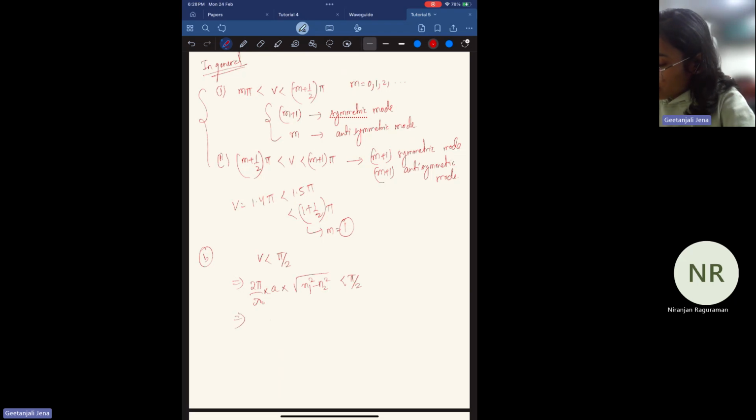So that means 2a, which is the film thickness, the waveguide thickness, should be less than lambda 0 by 2 root over n1 square minus n2 square. And all these are given. It is 1 micrometer, it is 1.5, it is 1.46, and if you calculate it, it will come around 1.45 micrometer.